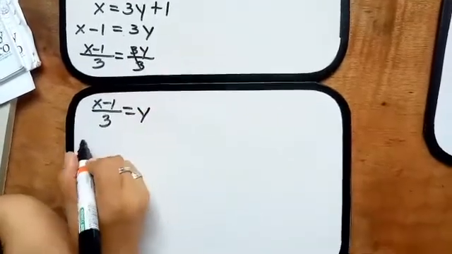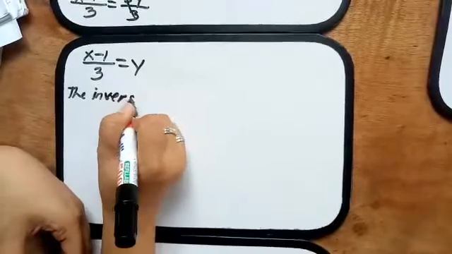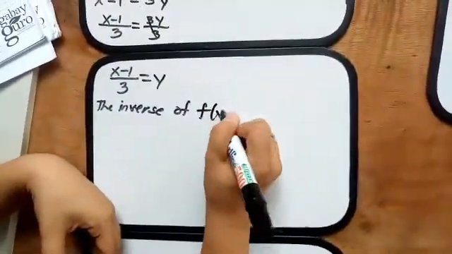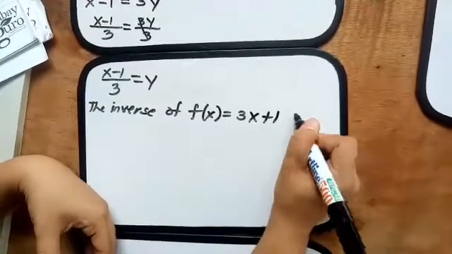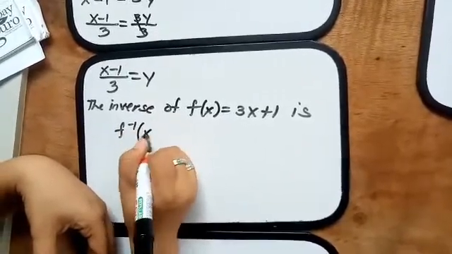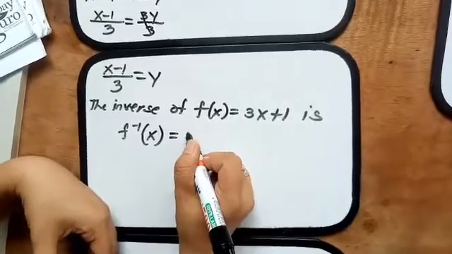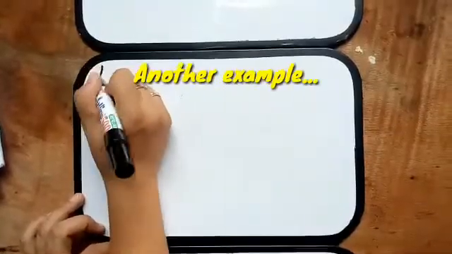Therefore, the inverse of our given f of x equals 3x plus 1 is, the inverse of f of x is x minus 1 over 3. That's our example.